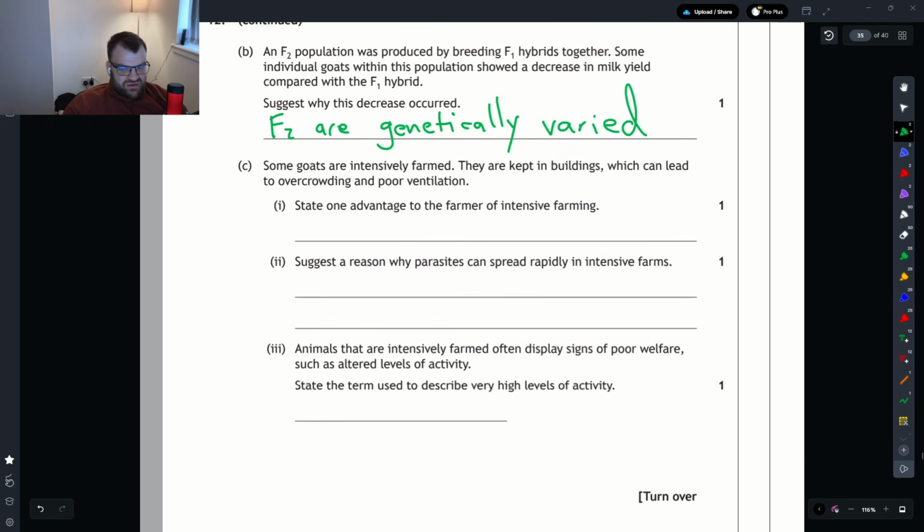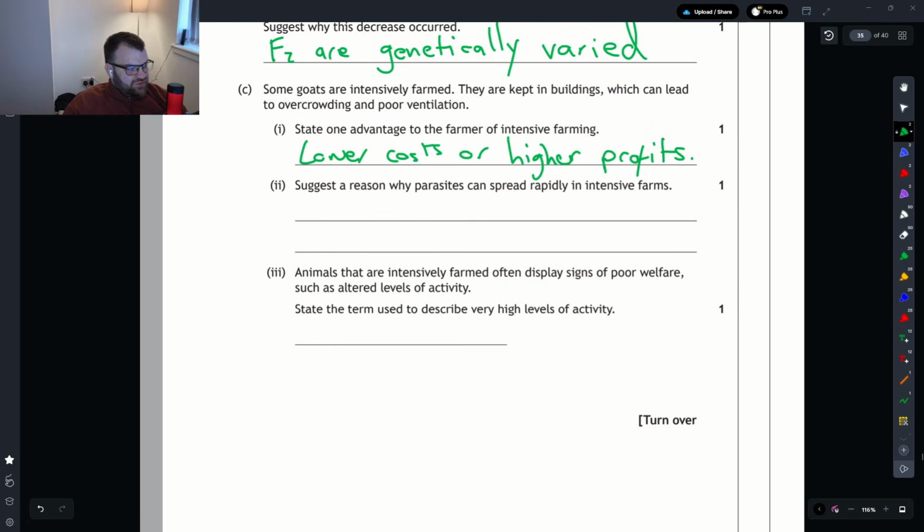An advantage of intensive farming: it's lower costs, higher profits. Why can parasites spread more rapidly? Well, they're all in close contact. More animals in close direct contact.